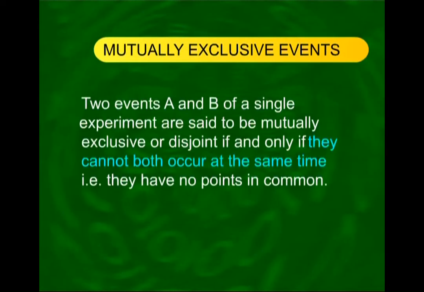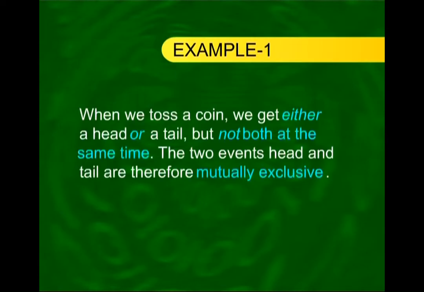Let us begin with the concept of mutually exclusive events. As you now see on the screen, two events, A and B, of a single experiment are said to be mutually exclusive or disjoint if and only if they cannot both occur at the same time. In other words, they do not have any point or element in common. For example, when we toss a coin, we get either a head or a tail, but we cannot have both head and tail at the same time.